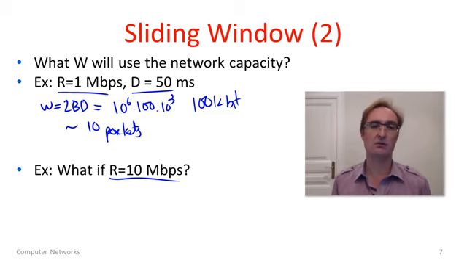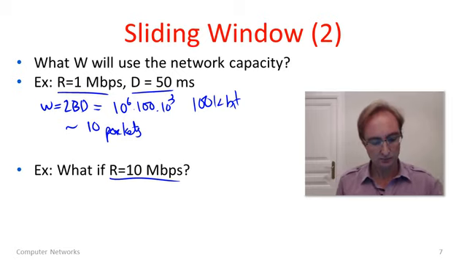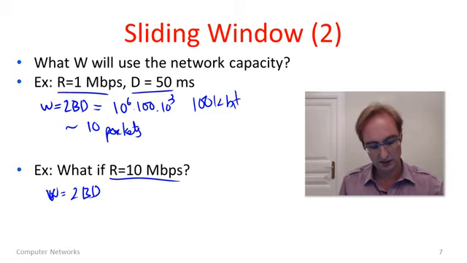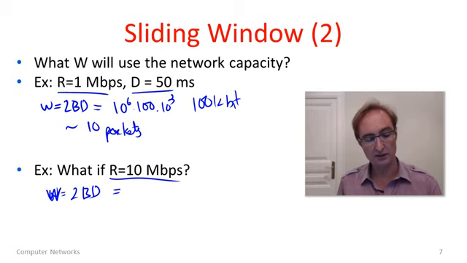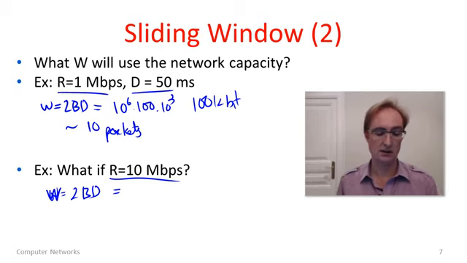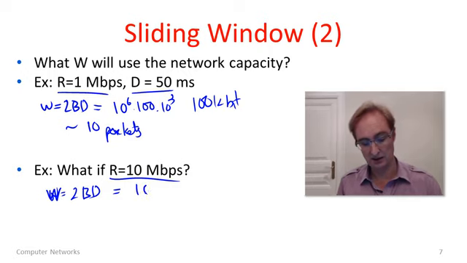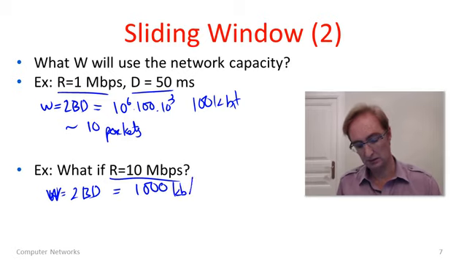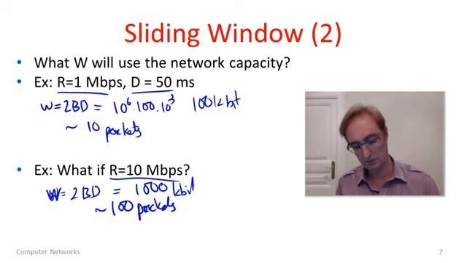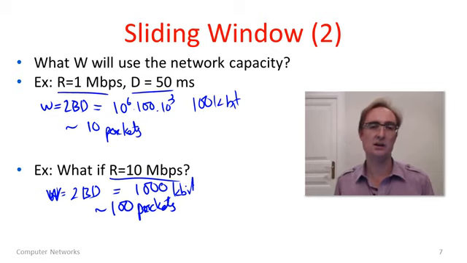Now, what if we increase the rate to 10 megabits per second? Well, I could do my W equals 2BD calculation again. And actually, the only thing that's happened is the rate, which is the B in this equation, has gone up by a factor of 10. So it's going to be 1000 kilobit, or approximately 100 packets. So you can see that I would need a reasonably sized sliding window to fully utilize this link. And the sliding window would just have to get bigger for faster and longer links.